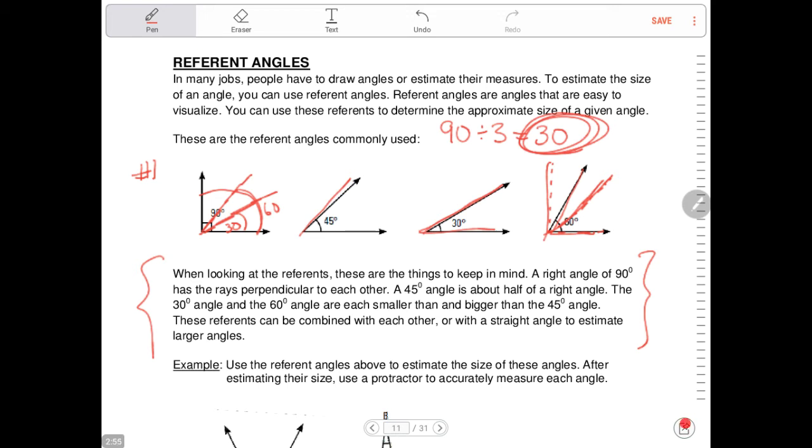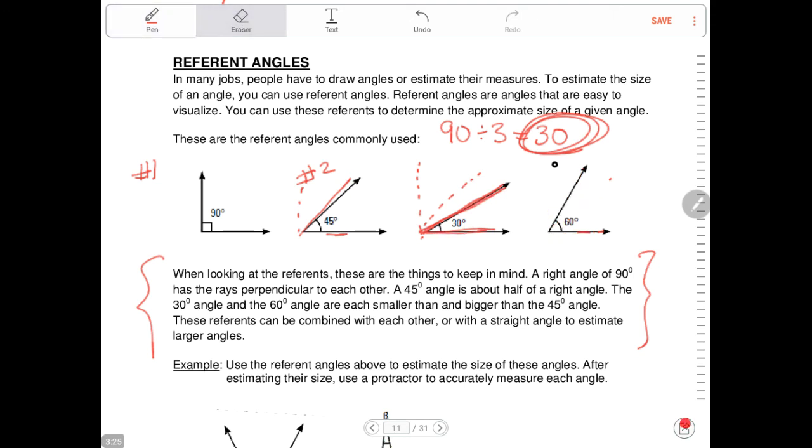Okay, so I think the main point of this lesson is just being aware of the four main referent angles that we use. And just as I summarize that, I'll just erase that. So number one was the 90-degree angle. Number two is a 45-degree angle, which is halfway between 0 and 90. A 30-degree angle is when you have an angle that is certainly less than half, or 45 degrees. So a solid guess would be 30.